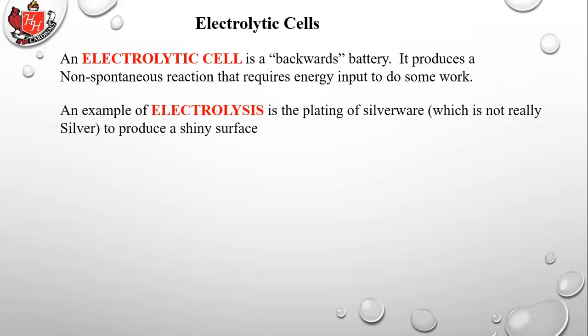I'll just give you one simple example. An example of electrolysis, which would be done by an electrolytic cell, is the plating of silverware. Silverware is not really silver, but they put either chrome or zinc on it to make it look silver, and that produces the shiny surface. So it takes energy to do that. You have to put energy in. So again, you do that through the process of electrolysis. And so it's kind of a backwards battery. Other than that, that's all we're going to say about it now. Maybe we'll talk a little bit more about it in the spring, but that's all we have for that.